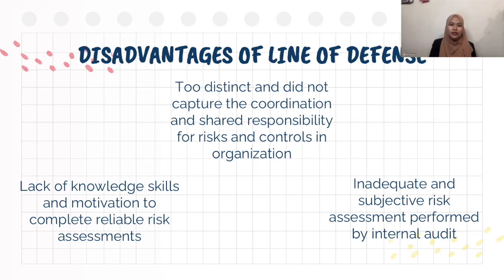Last but not least, there is inadequate and subjective risk assessment performed by internal audit. Failure by internal audit to identify high-risk areas or processes will lead to audits focusing on the wrong areas, therefore undermining the effectiveness of the third line of defense. In this case, there is a possibility of doing the wrong task and wasting the time of the internal auditor, therefore it is highly risky on the organization's side.